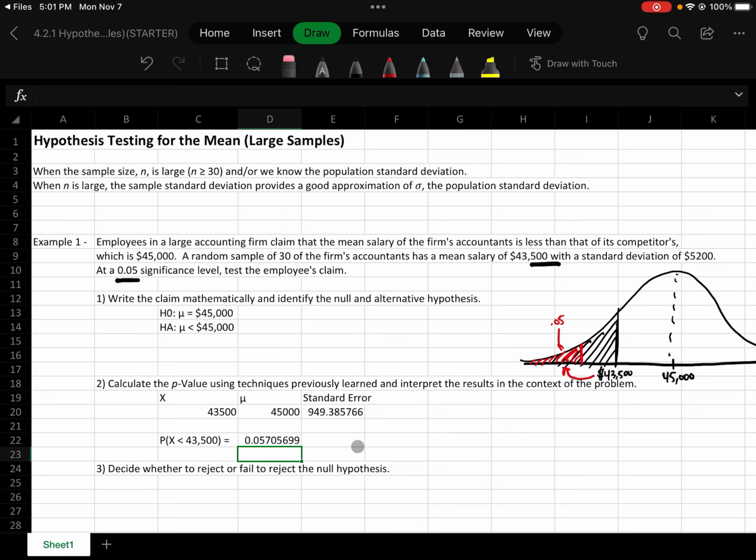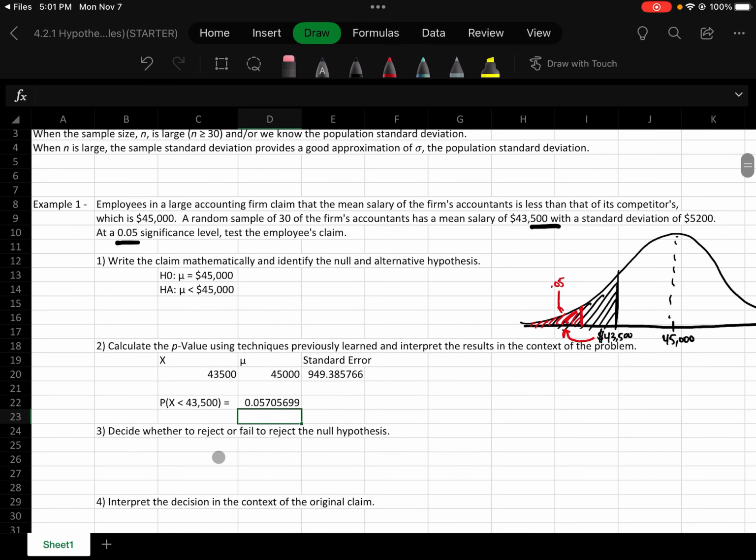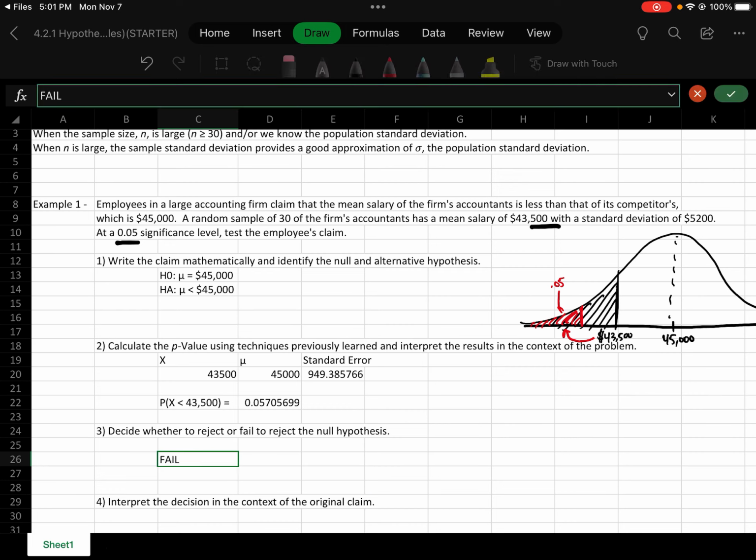So the probability of a sample of these accountants. So first, let's just talk about whether we're going to reject or fail to reject the null hypothesis. In this case, we fail to reject the null hypothesis. Now, why do we fail to reject the null hypothesis? Because the probability that I get a sample mean of 43,500 is larger than the significance level that I set out at the beginning of this problem.